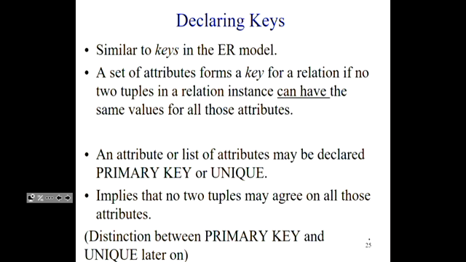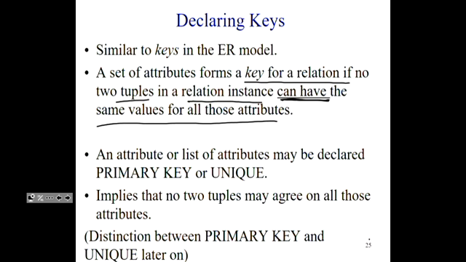So keys in a relational model are similar to keys in an ER model. Like in the ER diagram, a key is used to uniquely distinguish an entity. Here it's used to uniquely distinguish a tuple or a row or a record. A set of attributes forms a key for a relation if no two tuples, in any relation instance, can have the same values for all of those attributes. So designating something as a key means that for all relation instances, no two tuples will have the exact same values for that set of attributes.